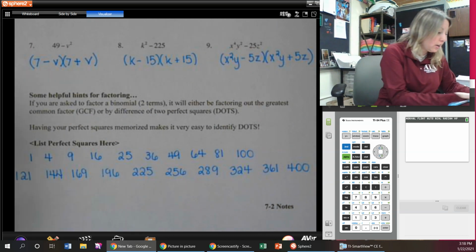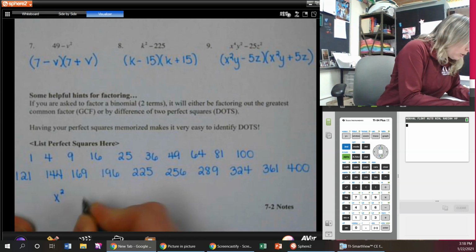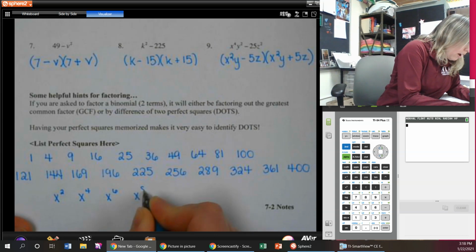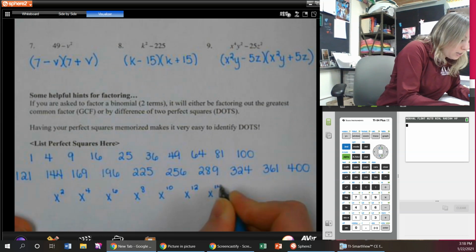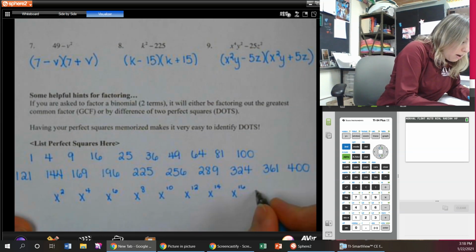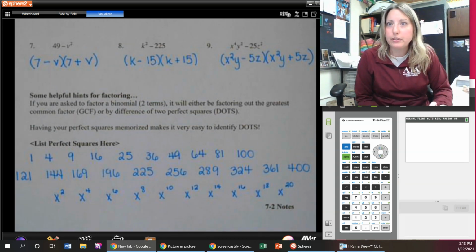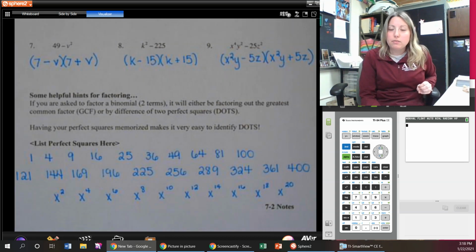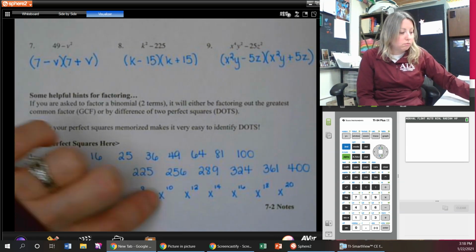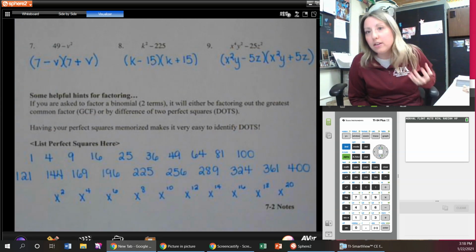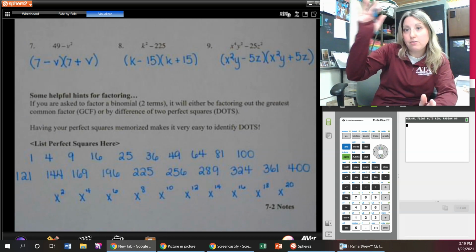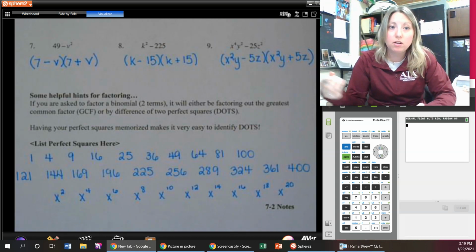What else are perfect squares? Any variable raised to an even exponent. So x squared, x to the 4th, x to the 6th, x to the 8th, x to the 10th, x to the 12th, x to the 14th, x to the 16th, x to the 18th, x to the 20th. I could keep going there, obviously, into infinity, but anytime you've got an even exponent, that is a perfect square. So those are perfect squares. And that's the same for y squared and y to the 4th and y to the 6th and y to the 8th. Okay? Any of those variables that have that even exponent, they are a perfect square.